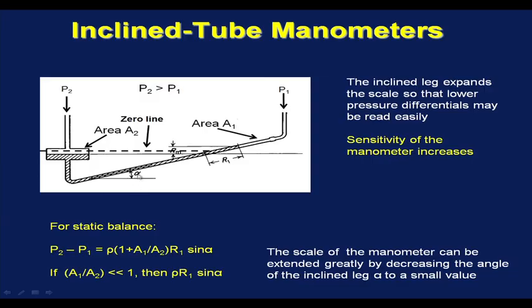If the angle of inclination is alpha, we can show that for static balance, P2 minus P1 is equal to rho, which is density of the manometer liquid, into 1 plus A1 by A2 times R1 sin alpha, where R1 is this distance, which is essentially the output from the U tube, from the inclined tube manometer.